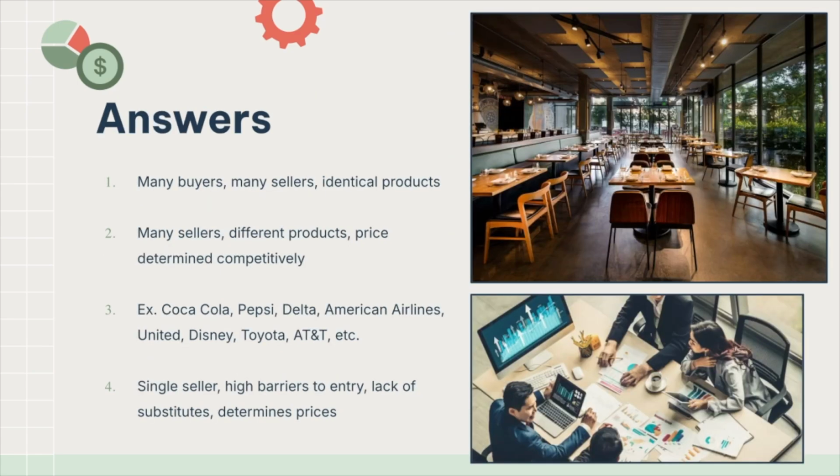I hope you guys paused the video, but either way, here are the answers. For number one, the answer would be many buyers, many sellers, and identical products to define perfect competition. To define monopolistic competition, number two, there would be many sellers with differentiated products and prices determined by each firm separately. Number three, examples of oligopolies could be Coca-Cola, Pepsi, Delta, American Airlines, United, Disney, Toyota, and AT&T, etc., as Guhan previously mentioned. And four, characteristics of a monopoly that separate it from other forms of competition could be a single seller with high barriers to entry, lack of substitutes, and full control over price.